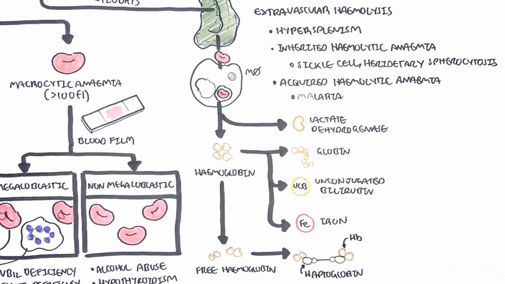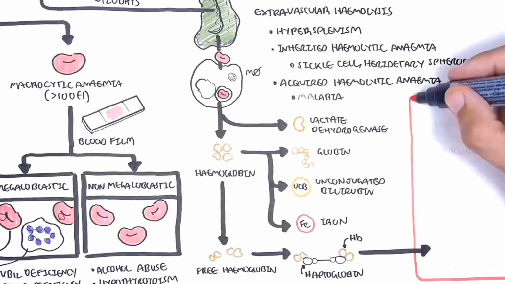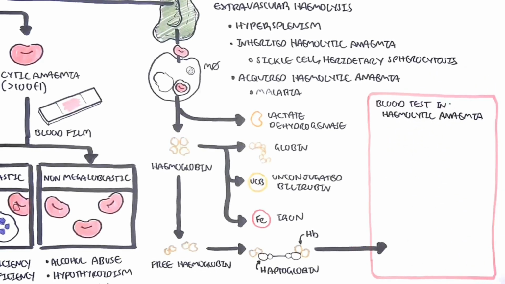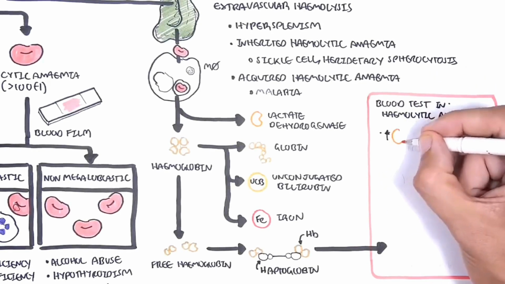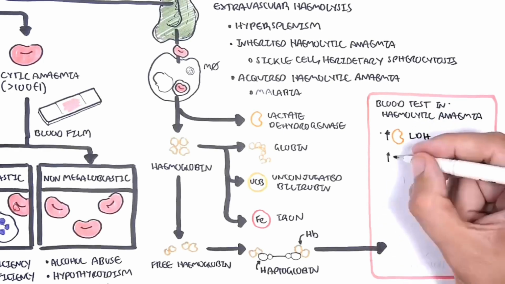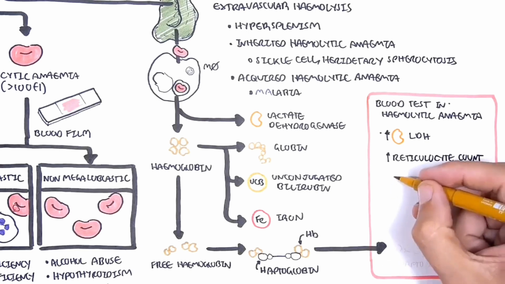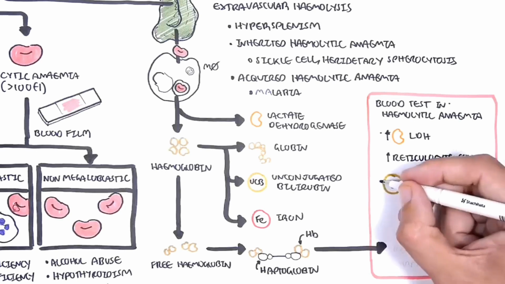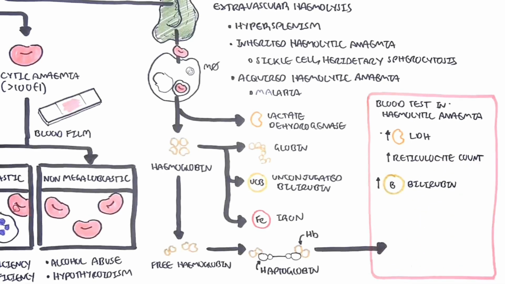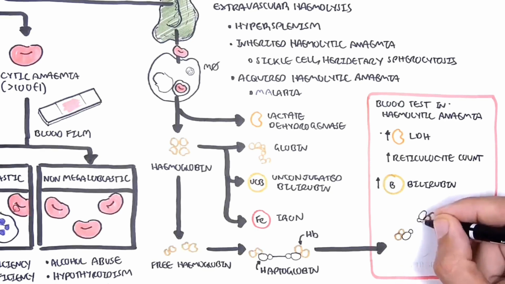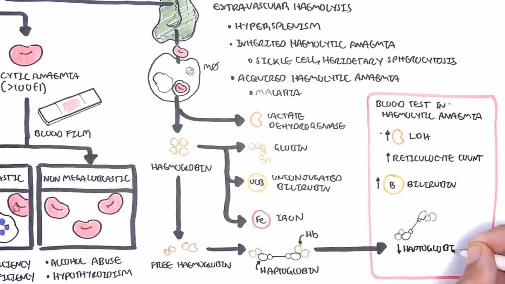These are called haptoglobins. Therefore, blood tests to order in someone with suspected hemolytic anemia include measuring their lactate dehydrogenase, which should be elevated, the reticulocyte count, which should be elevated because the body is trying to compensate by producing more red blood cells. There should be an increase in bilirubin, which also means the person can present with jaundice. And finally, low haptoglobin levels, because they are bound to free hemoglobin and are being cleared up by the body.